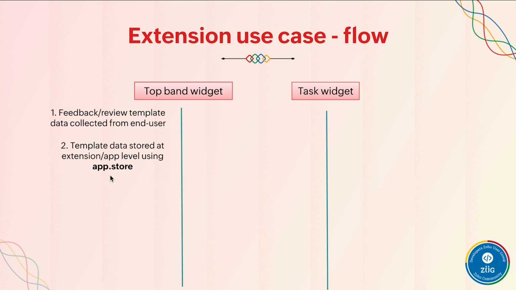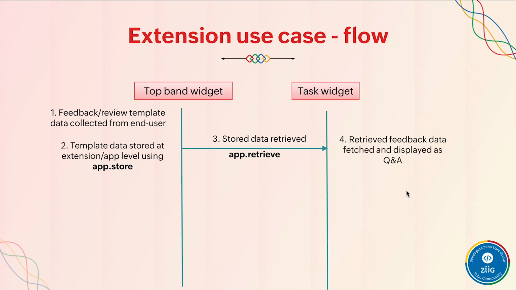Once you do that, next you have to retrieve it in another location so that you can display it in a Q&A format, right? So the stored data is going to be retrieved using app.retrieve, and that is going to be displayed in our task widget as a Q&A, that is a question and answer. Once that is done, you've retrieved the data in a task widget and displayed it in a Q&A format.